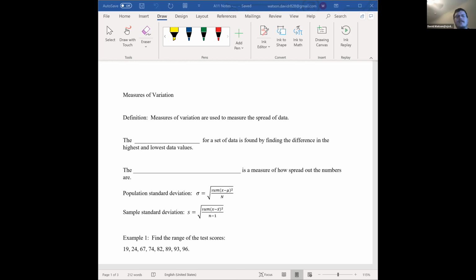The first way to do that is the range. The range for a data set is found by finding the difference between the highest and lowest data values. All that means is you take the highest and subtract the lowest. That's it for range. And the other one that we're going to talk about today is the standard deviation.